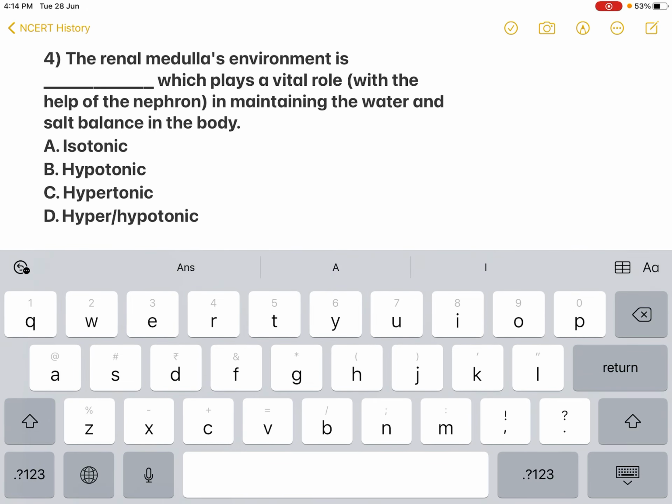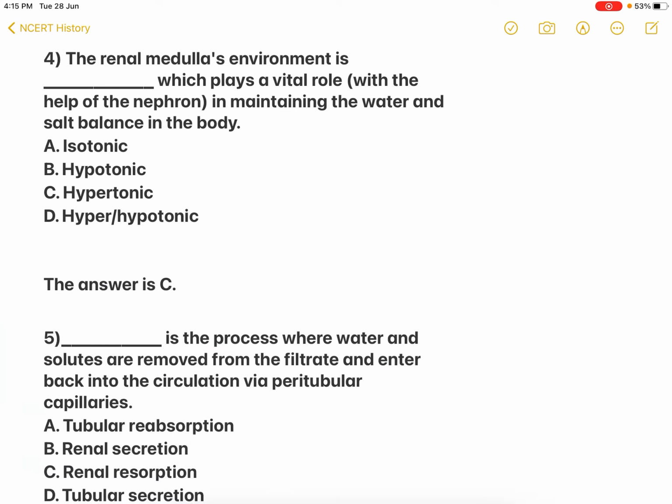Interesting question actually, this one. The renal medulla's environment is dash, which plays a vital role with the help of the nephron in maintaining the water and salt balance in the body. They are asking whether it is isotonic, hypotonic, hypertonic, or both. Correct answer here is C. The renal medulla's environment is hypertonic, which plays a vital role with the help of the nephron in maintaining the water and salt balance in the body. Important questions.